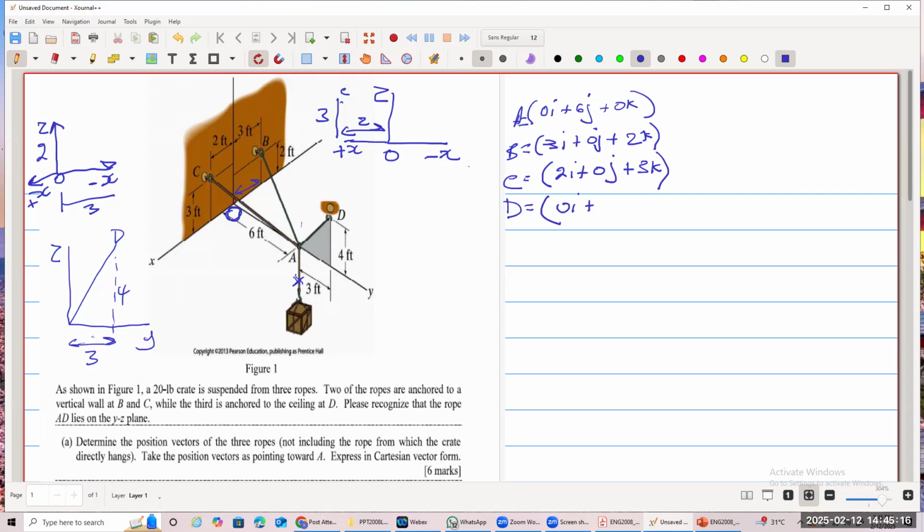9. Everybody see what it is? 9, because it is 3 here, and then it's 6 there, so it must be 9. Yeah, 9. And it is 0.